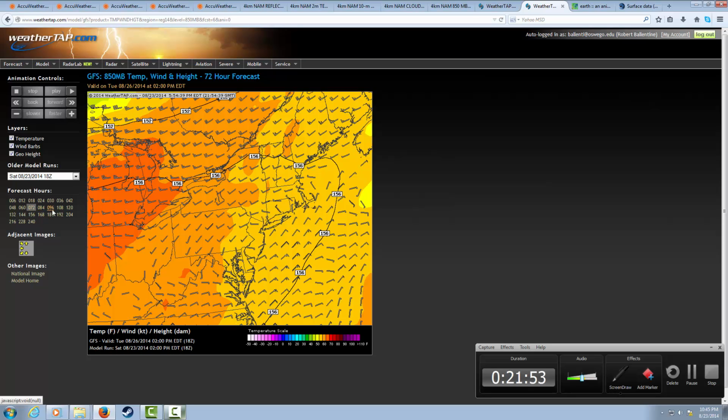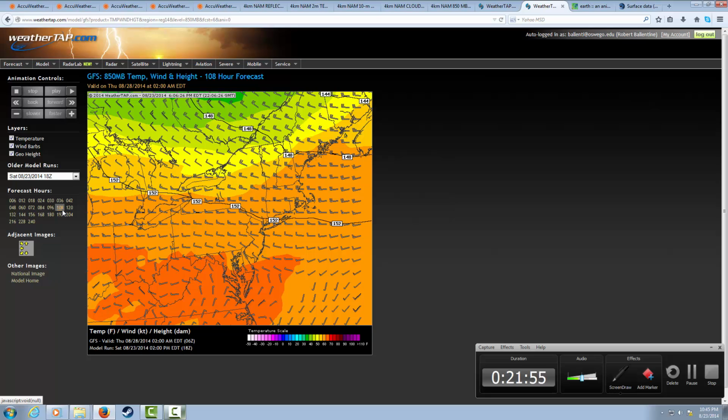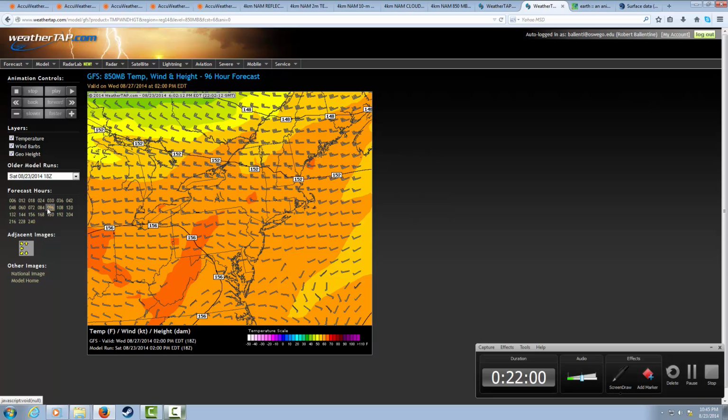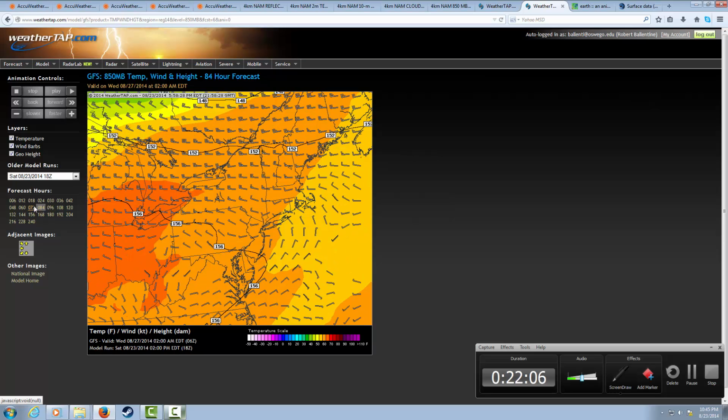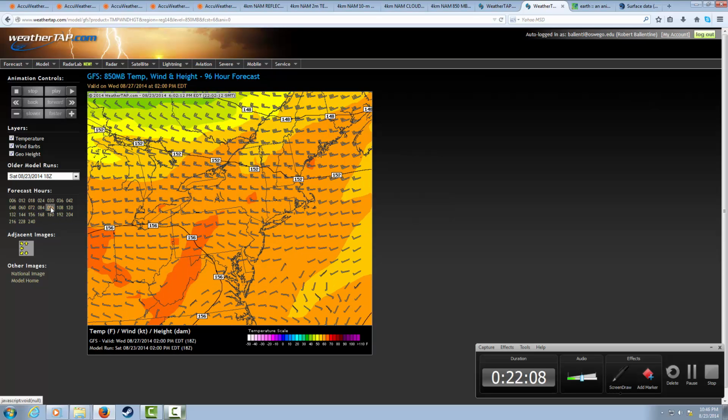Let's go into Wednesday. There you go, 18Z Wednesday. It looks like primarily neutral advection, going from slightly warm to neutral as time progresses and as winds change from a southwesterly synoptic flow to a westerly synoptic flow.